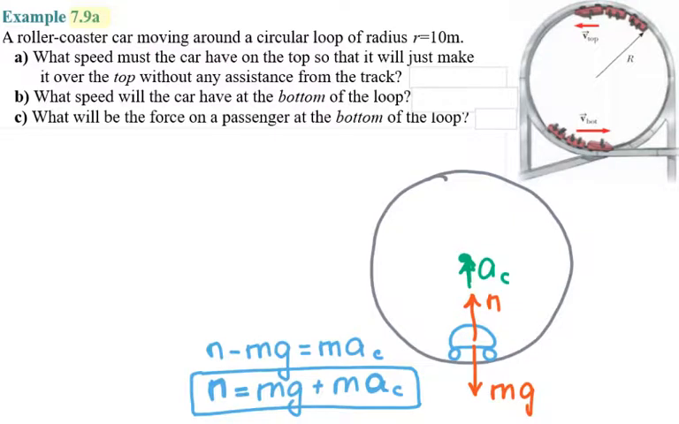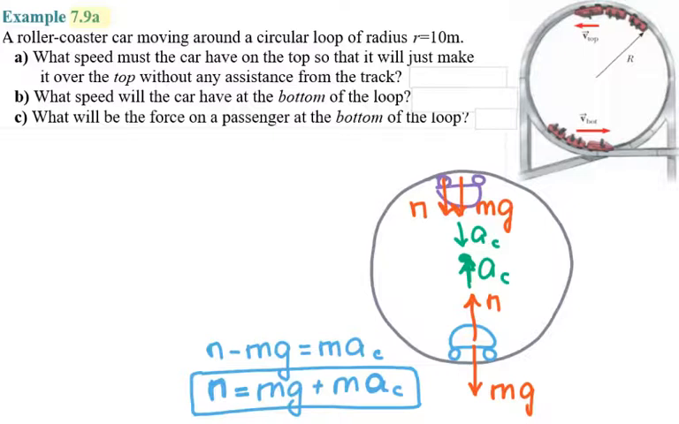Now, if you were on the top of the loop, let's choose a different color. So if you're on the top of the loop, so here is the car, the forces acting on you are mg and the normal force, but they say this normal force is 0 because the car barely makes it through the top without the assistance of the track. So in this case, the normal force is going to be equal to 0. And then you have centripetal acceleration, which is toward the center.